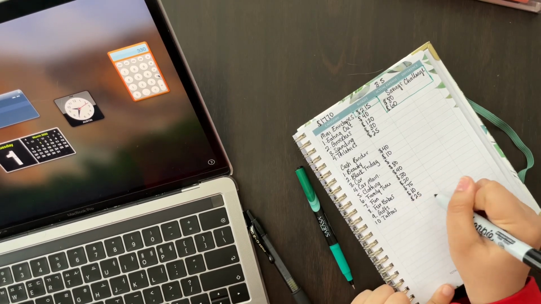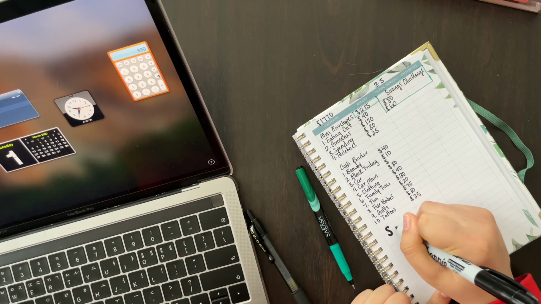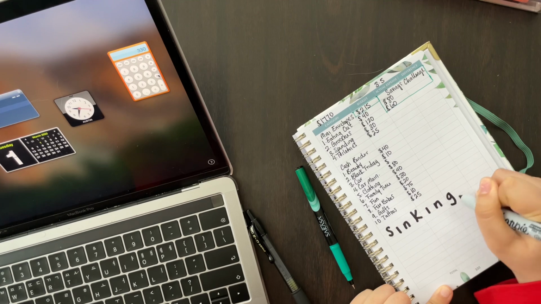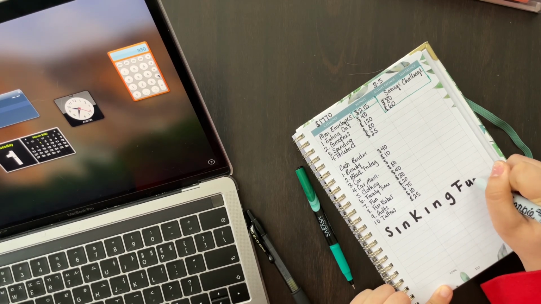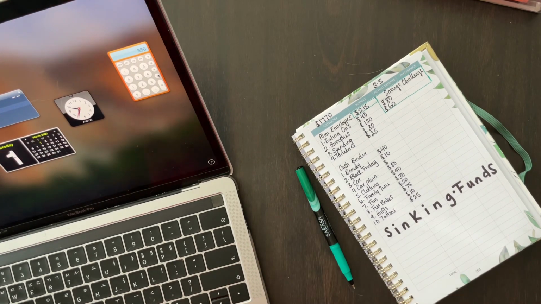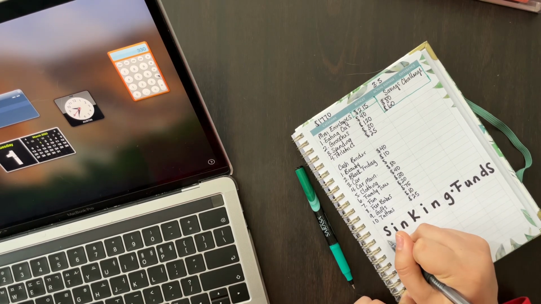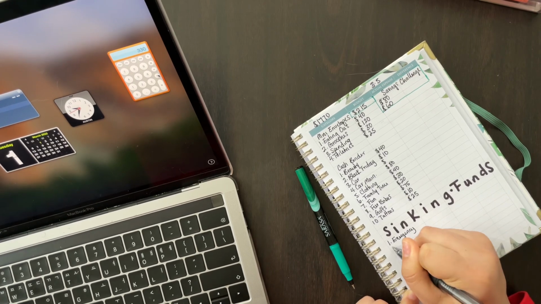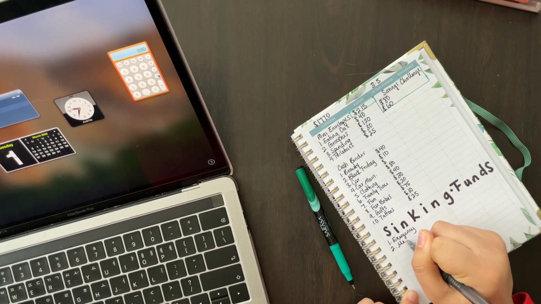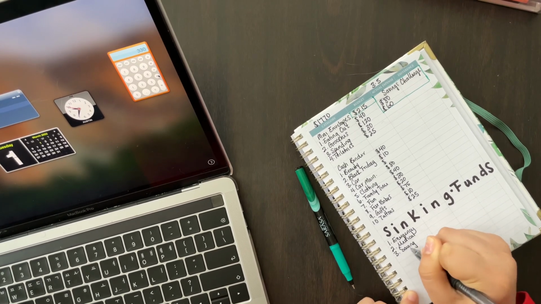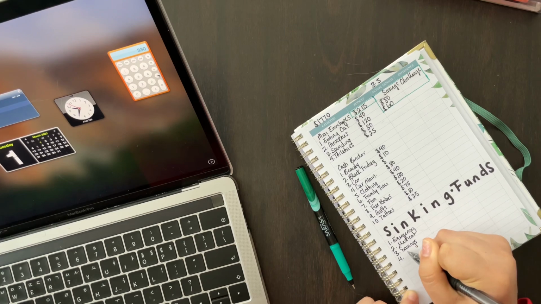Last, of course, is gonna be my sinking funds. That looks rough, but it's okay. And we're gonna start with my big girl binder. So emergency, medical, savings, and taxes.